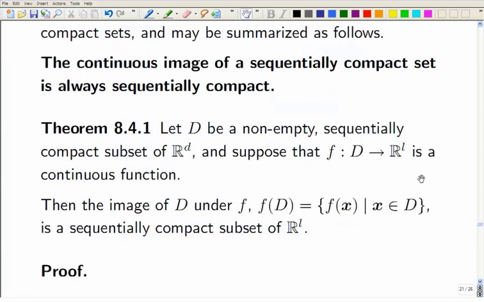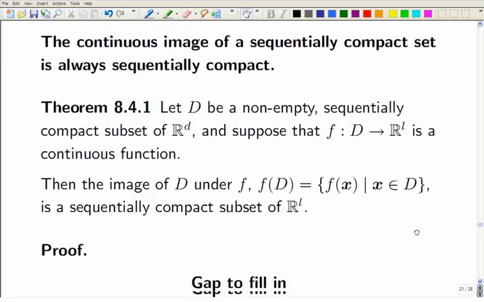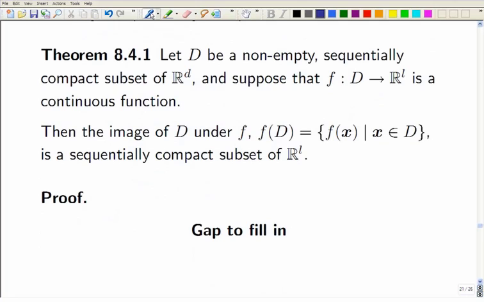So here's how you write it out in full then. The continuous image of a sequentially compact set is sequentially compact. So you've got some non-empty sequentially compact set, which is your domain. So your domain now is non-empty, sequentially compact, and you've got a continuous function defined on your sequentially compact domain, and you want to check that the image of D is sequentially compact. So let me set E to be equal to f of D.